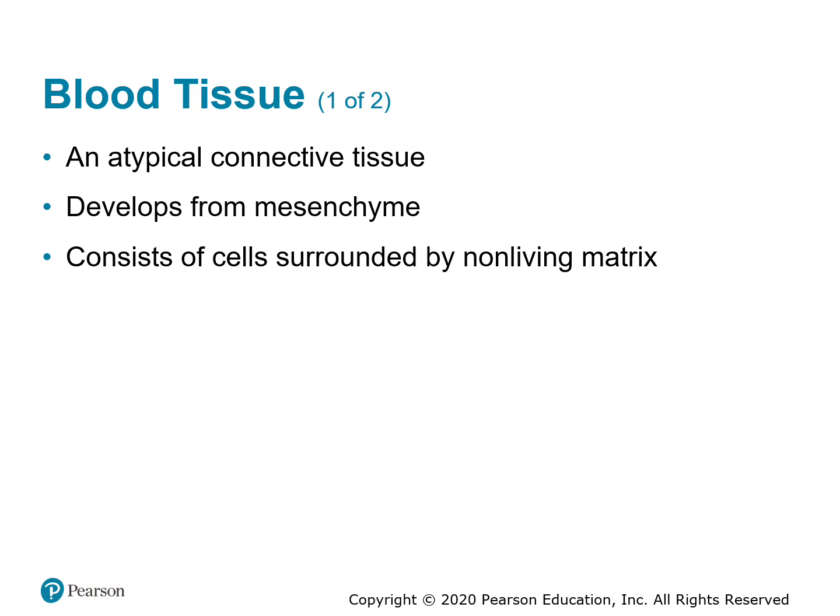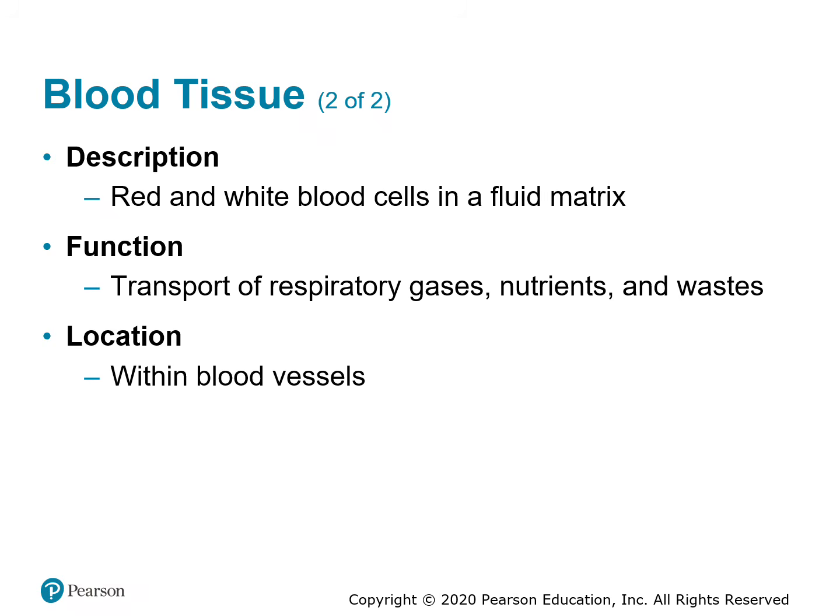And it has cells surrounded by a non-living matrix. The non-living matrix is also the plasma. Same thing. But your red blood cells do not make the plasma. Plasma is just a derivative of blood. It is a filtered part of blood. Okay. Blood is just red and white blood cells in a fluid matrix.